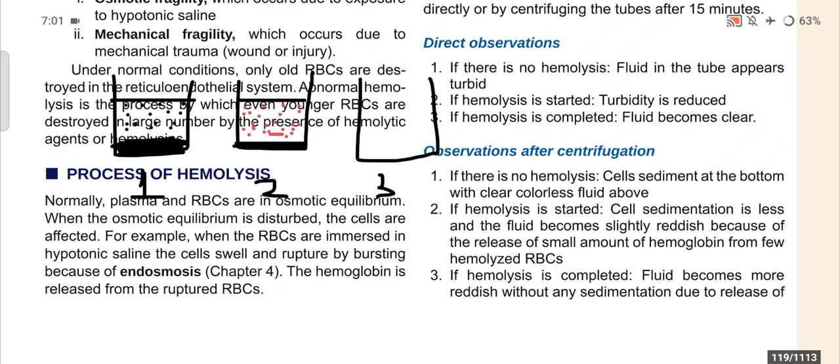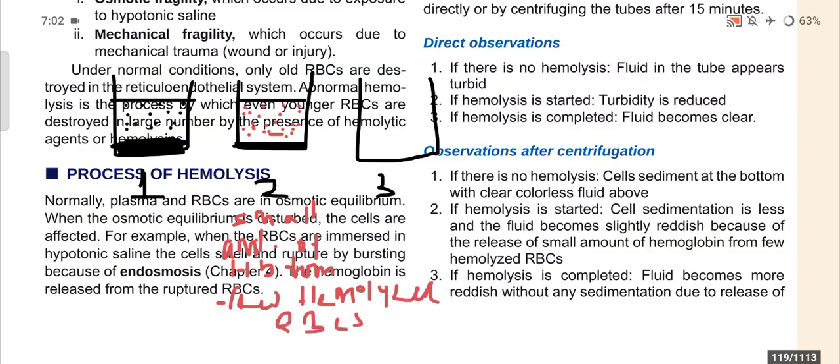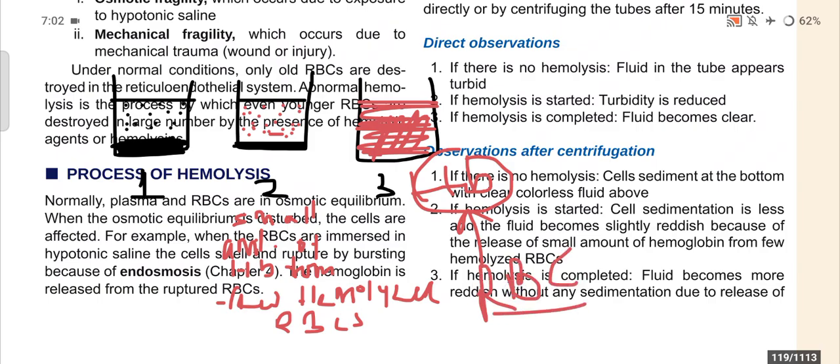Why is the color reddish? Because of release of a small amount of hemoglobin from a few hemolyzed RBC. Now, in the third point, if hemolysis is completed, the solution is more reddish and there is no sedimentation at all, because of release of more hemoglobin from more hemolyzed RBC. So these are the points you must know.